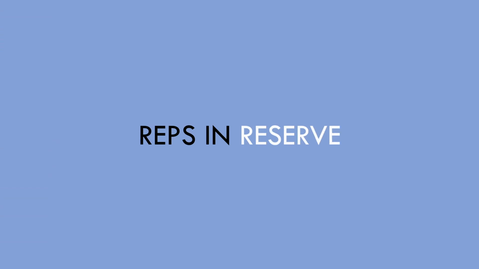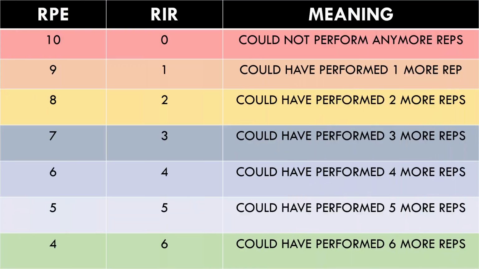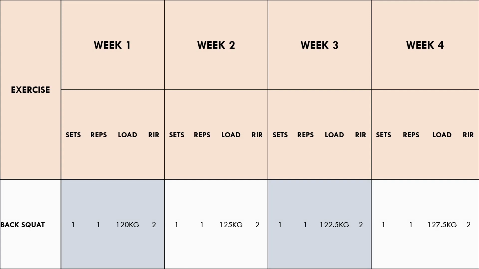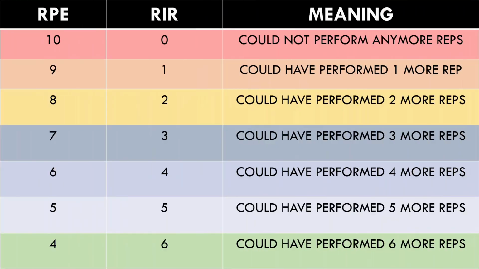Reps in reserve, or RIR for short, is simply quantifying how many reps a trainee could have performed before failure in a given set. An RIR of 0 would mean that no more reps could have been performed, i.e. the trainee reached complete failure. An RIR of 1 means that 1 more rep could have been performed before failure, an RIR of 2 means that 2 more reps could have been performed before failure, and so on. The reps in reserve system can allow trainees to track progress even with submaximal efforts. This can constantly be used as a gauge of progress. This can be used for maximal strength lifts and also for hypertrophy training.